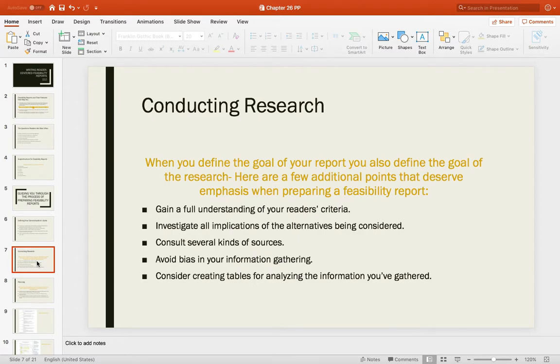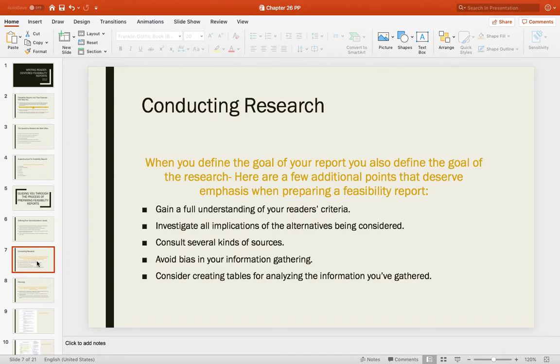So, conducting research. When you define the goal of your report, you also define the goal of the research. Here are a few additional points that deserve emphasis when you are preparing feasibility reports. Gain a full understanding of your readers' criteria. Begin by researching your readers. Investigate all implications of the alternatives being considered. In particular, consider the actions that would be required to implement the alternatives.